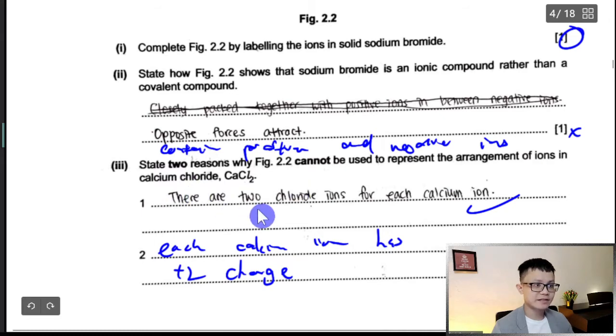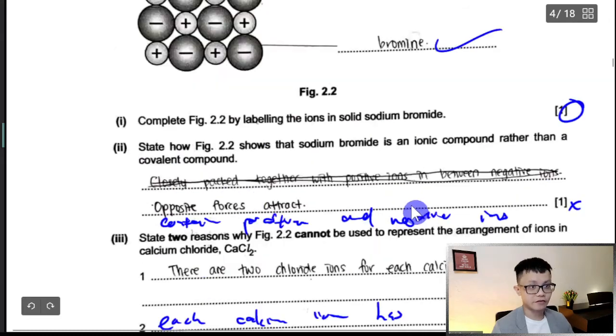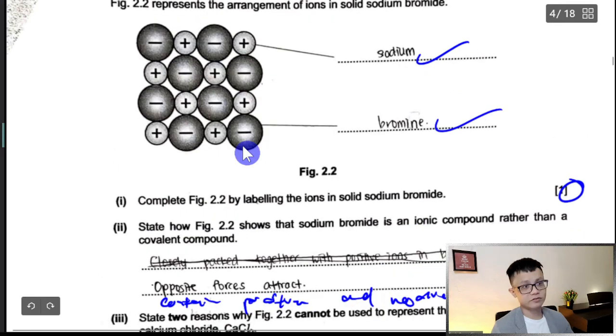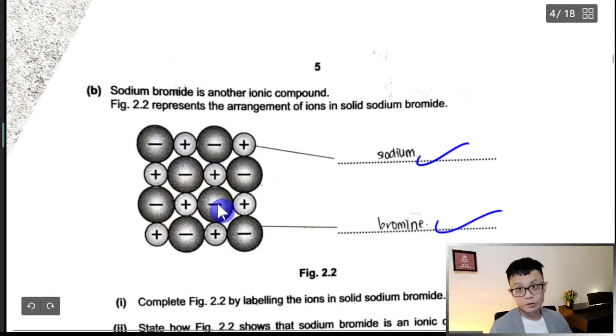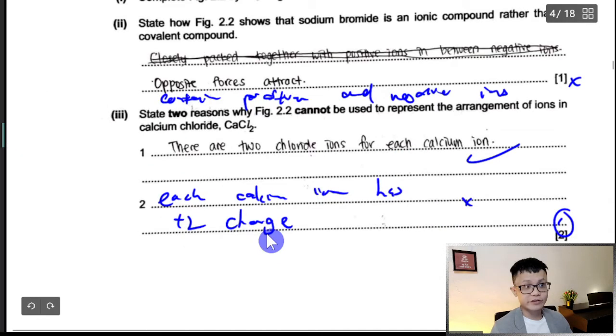Okay, because there are 2 chloride ions for each calcium ion, correct? Because you need to have 2. And one more answer is, each calcium has a 2 positive charge. You need to say it like that, okay? Or you can say the ratio is only 1:1. For this one, in order to make it work, you need to put the ratio 2:1, okay?